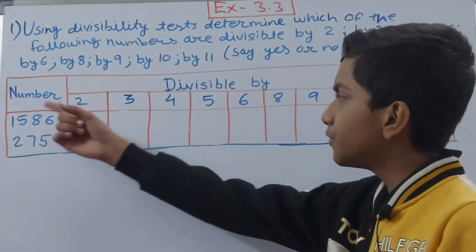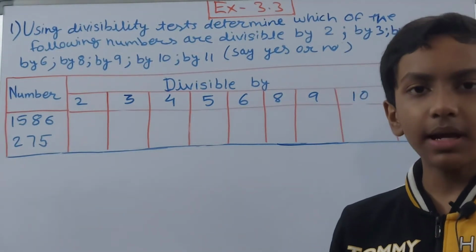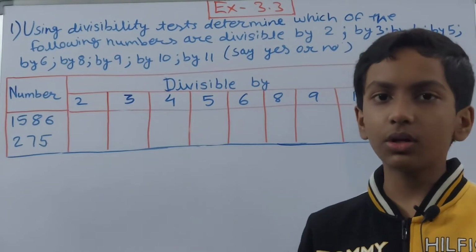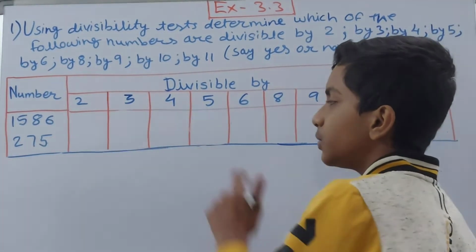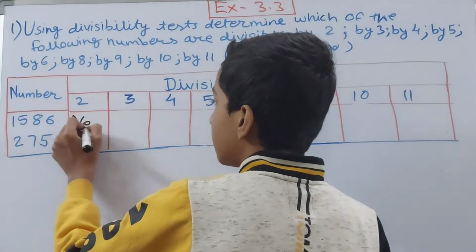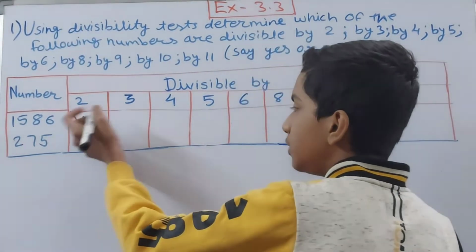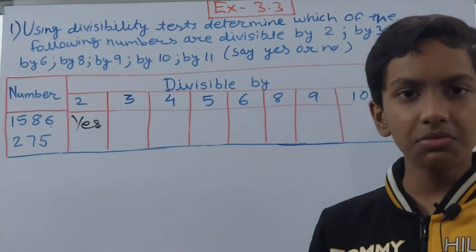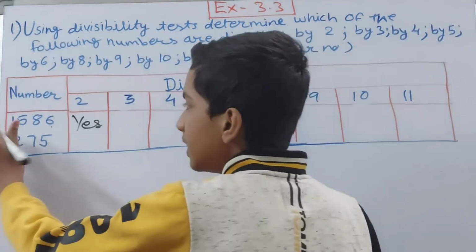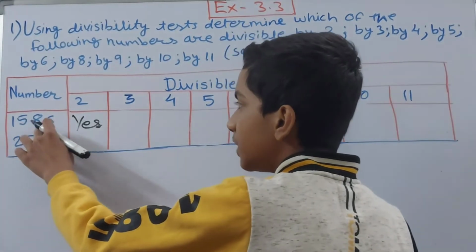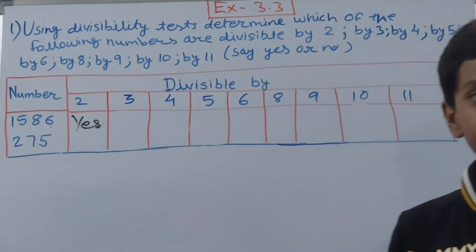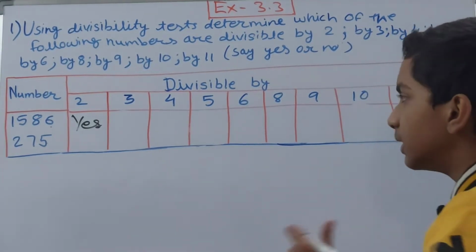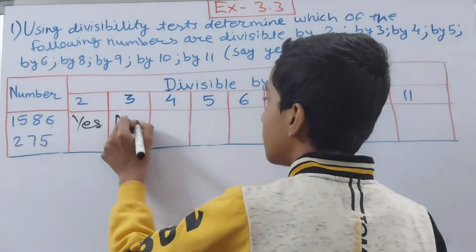Here we have 1586. Let us start dividing by 2. Now I told you the digit at the ones place should be 0, 2, 4, 6 or 8. Here we have 6 at the ones place, that means this number is divisible by 2. Then at 3 you will sum up the digits, and if the sum of the digits is a multiple of 3, it is divisible by 3. See here, 1 plus 5 is 6, plus 8 is 14, plus 6 is 20. We have 20. Is 20 a multiple of 3? No, 20 does not come in the table of 3. So that means this number is not divisible by 3.